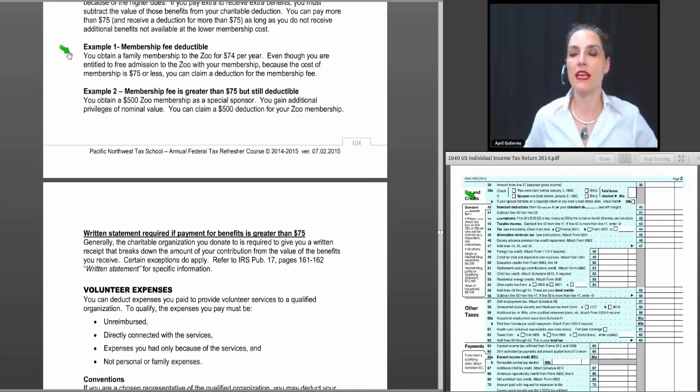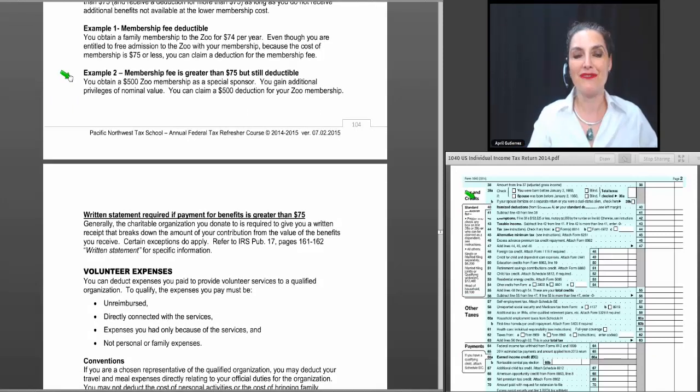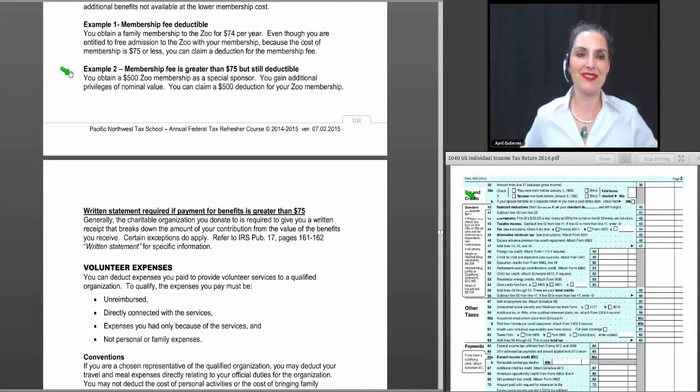And here we have an example where a membership fee is deductible. You obtain a family membership to the zoo for $74 a year. Even though you are entitled to free admission to the zoo with your membership, because the cost of the membership is $75 or less, you can claim a deduction for the membership fee. And we are, of course, assuming this is a 501(c)(3) or a government organization, right?